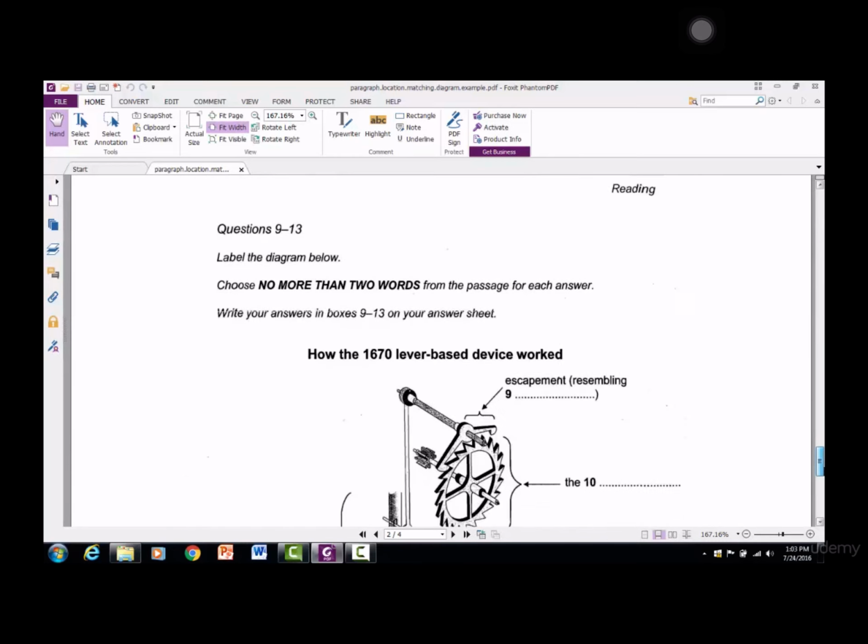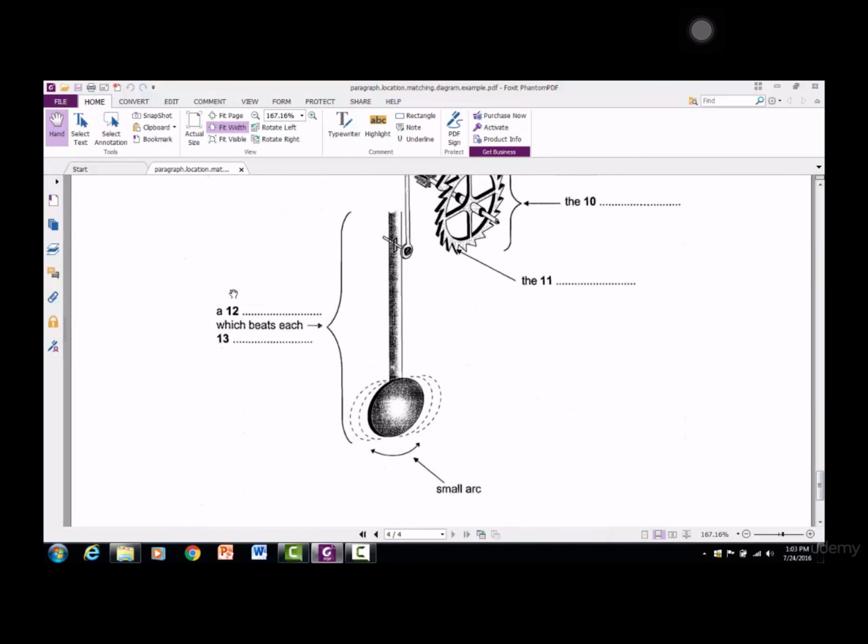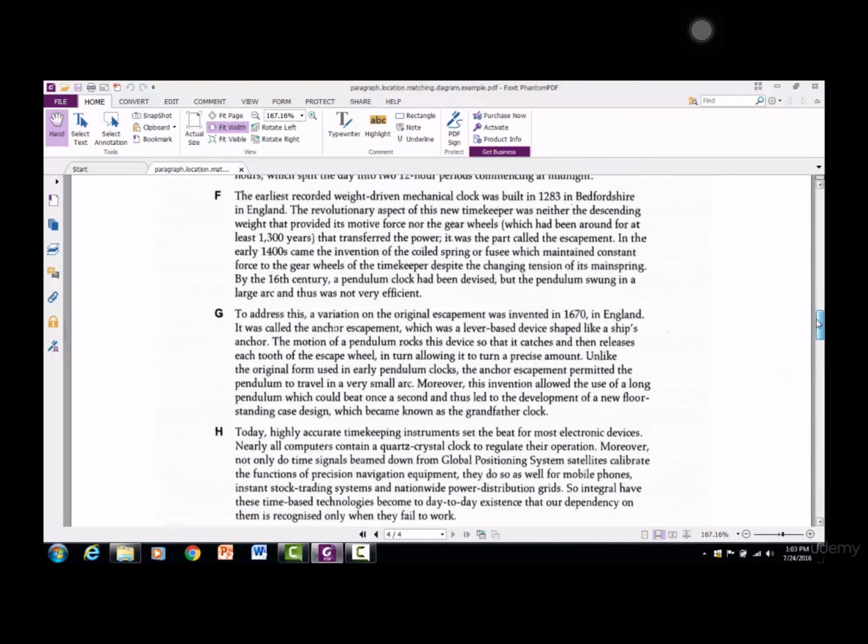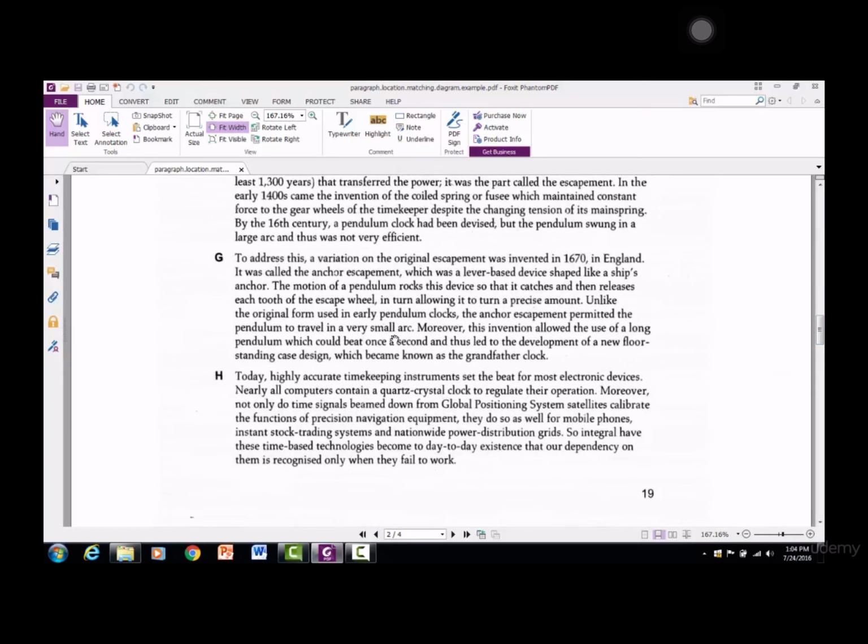All right, and we have one more. We have 12 and 13. We're looking for a sentence that talks about which beats each. A blank, which beats each. I'm going to focus on that language, which beats each. We're scanning through. They're going in order, I mean, in terms of their grouping. 10 and 11 were reversed, but oh, here we go right here. It's in the last sentence. Which could beat.